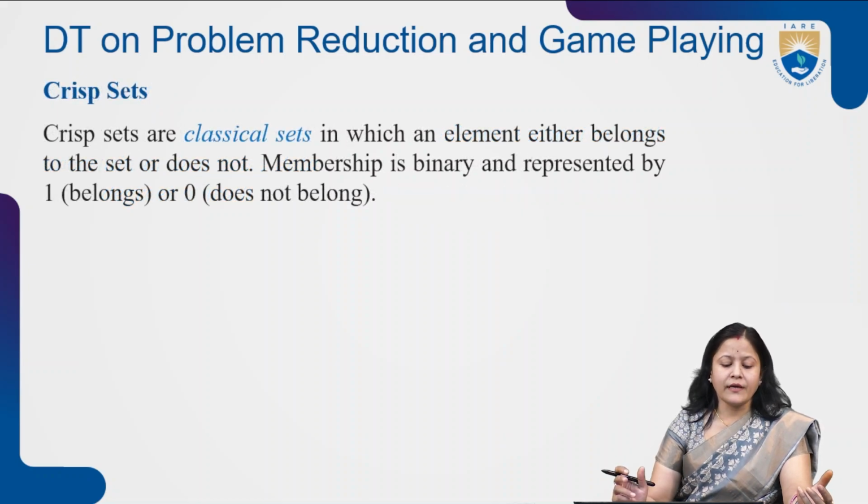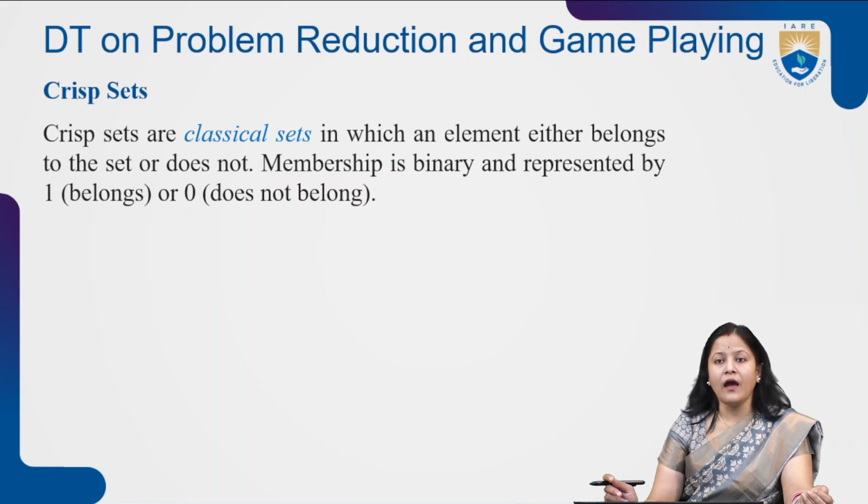Next terminology is crisp sets. Crisp sets are the classical sets in which an element either belongs to the set or does not. Membership is binary and represented by 1 or 0. 1 means it belongs, 0 means it does not belong. Compared to fuzzy logic, crisp logic is nothing but the Boolean logic. It consists of two values, either 0 or 1.